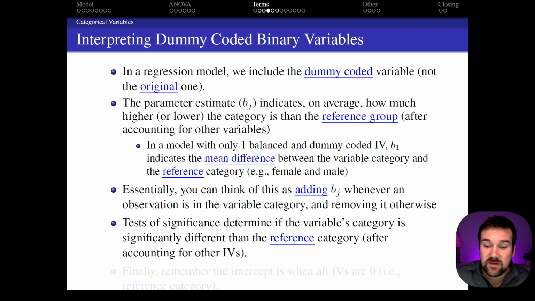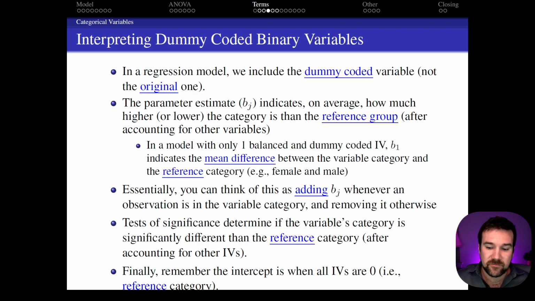The significance of this determines if it is significantly different than the reference category, and you can take that as the interpretation. So a statistically significant finding for that particular parameter estimate, that is the beta next to the categorical variable, would indicate that females are statistically significantly different than males. Statistically significantly higher if the beta value is positive, and statistically significantly lower if the beta value is negative.